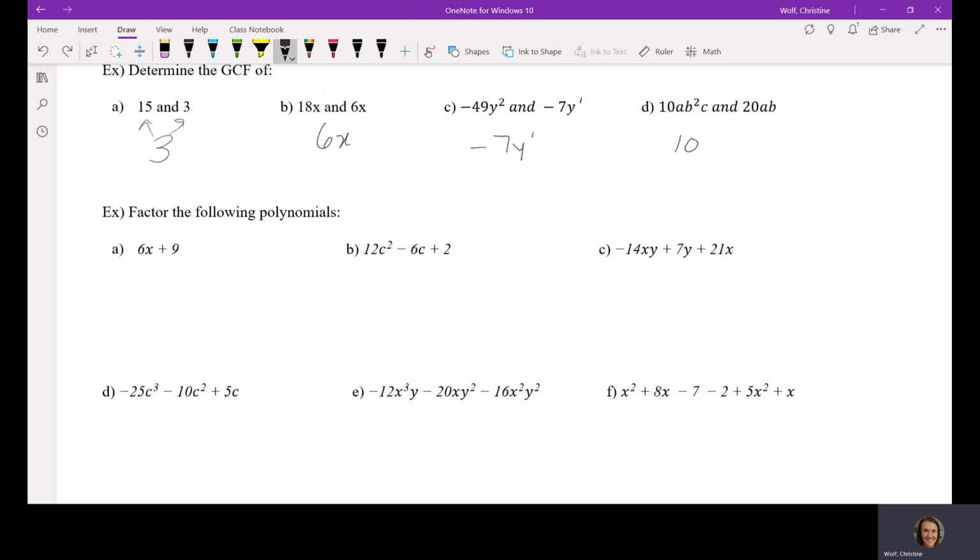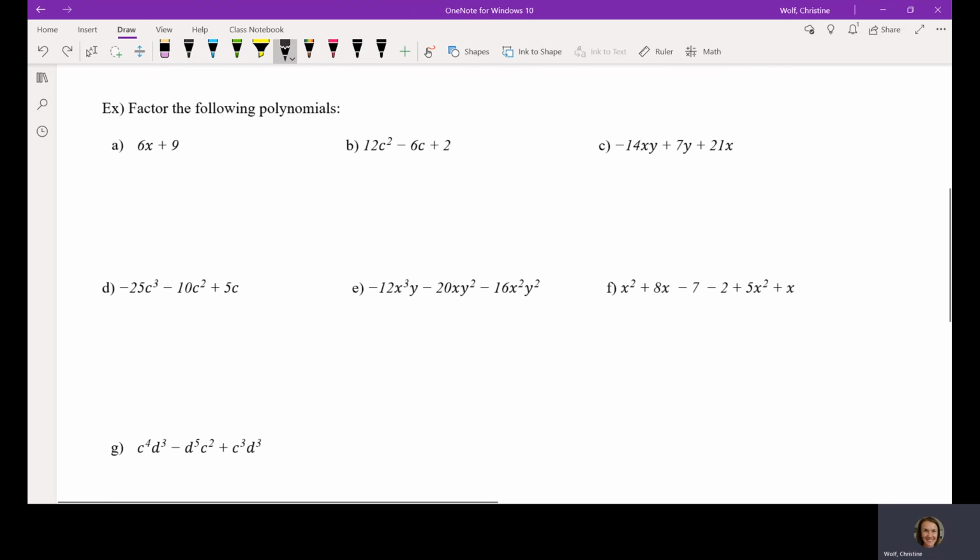Now looking at the letters, they each could give me an A, that's common. They each could give me one B. This one has 2 to give, but the other only has 1, so I can only take 1. And if we were in class, I would ask, could I take out a C? He has a C to give me, but the next one doesn't, so there is no C in common, and I can't take it out. So the greatest common factor would be just 10ab.